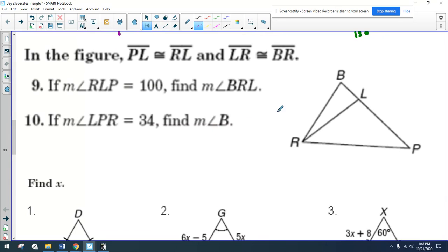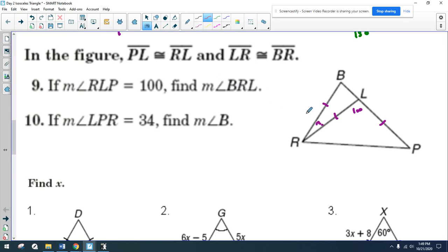All right, next, in the figure, PL is congruent to RL. And LR, which is the same thing, is also congruent to BR. So LR and RL are the exact same thing. So since they're equal, you just mark them all with one little mark like that. Okay, now it says if RLP, so RLP right there is 100 degrees. It says find BRL. So BRL is this one right here. It's hard to make a question mark that small.